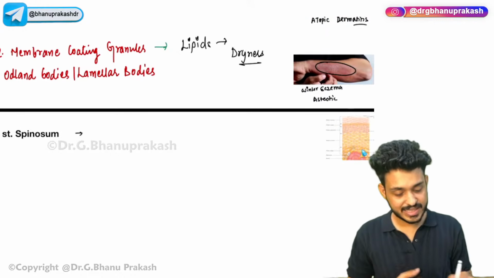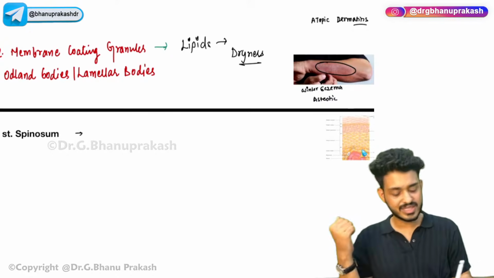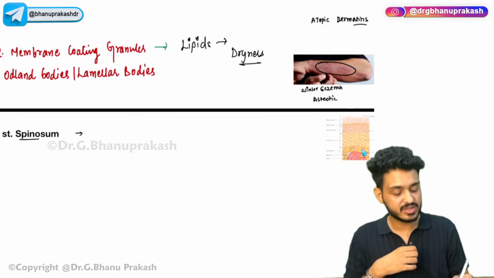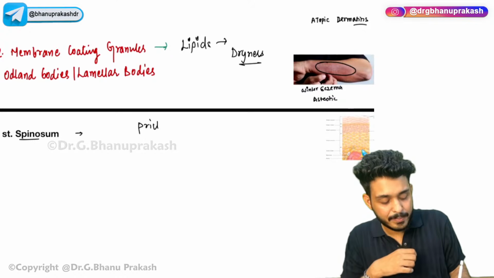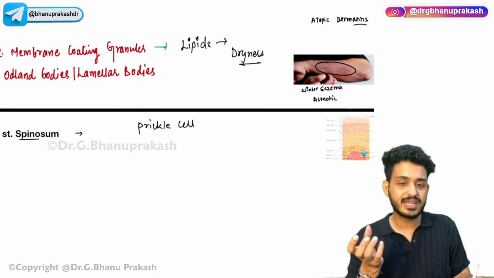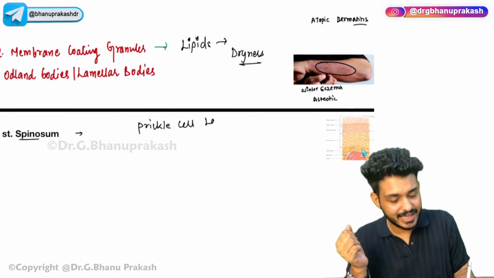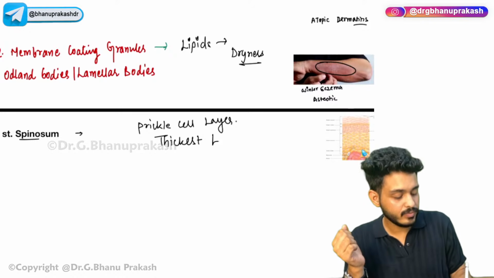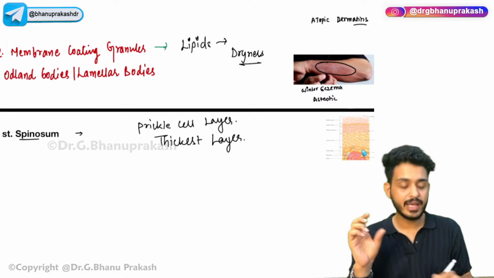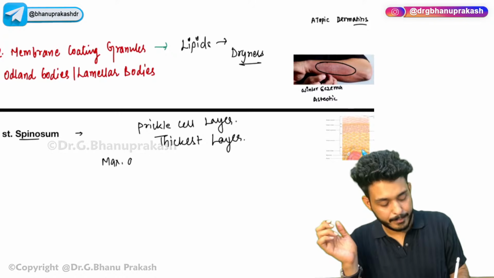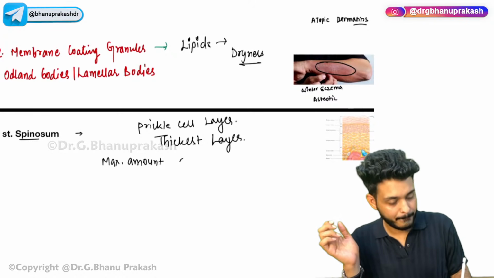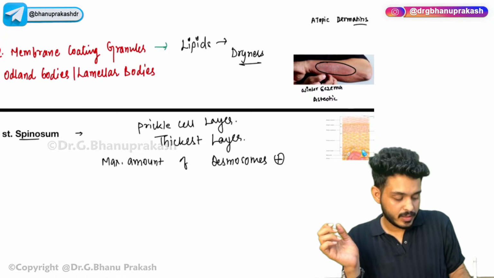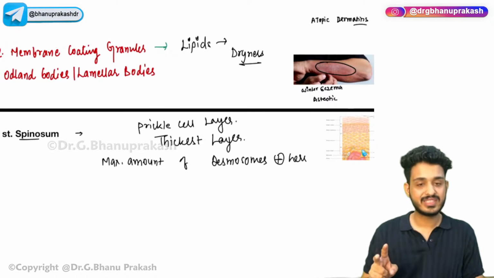Next one is your stratum spinosum. Spine means there will be spine-like structures. We can also call it the prickle cell layer, because there are spines. And this one is the thickest layer, guys. Maximum amount of desmosomes are present here. So two things till now we have seen about stratum spinosum.